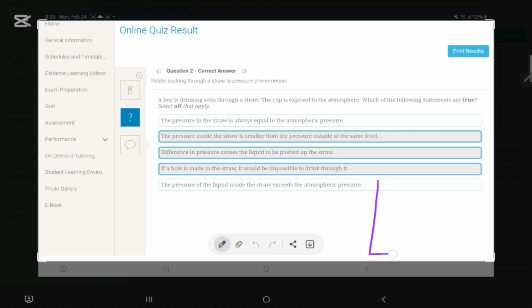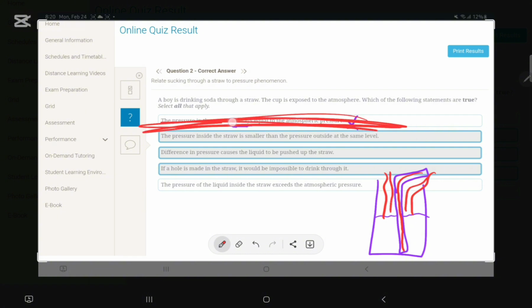Okay, for this question we have a container, and we have a glass, and we have a straw. Sorry, the container is a glass. We have a straw. We have to choose if these options are true or false. The pressure in the straw is always equal to the atmospheric pressure. See this keyword, always? Choose false, because do you have any proof that states that the pressure that's inside of the straw is equal to the atmospheric pressure? No, there's nothing that states it's the same. So this is not always equal.